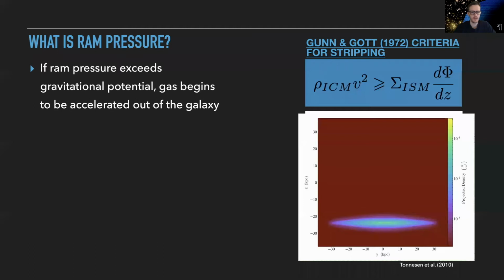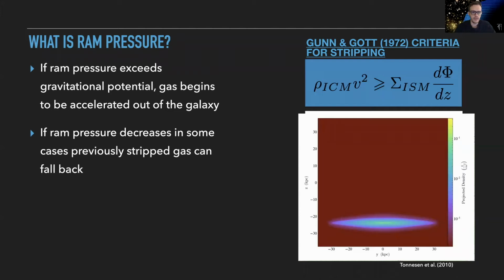First, I'm going to begin by defining ram pressure. Ram pressure in its simplest formulation can be understood from the Gunn and Gott criteria from their 1972 paper, whereby if the density of the ISM gas times the velocity squared difference between that gas and a galaxy exceeds the surface density of the ISM times the gravitational restoring force of that galaxy, then you can strip gas out of the galaxy. And since the gravitational restoring force is strongest at the center and weakest at the outskirts, ram pressure results in an outside-in stripping of gas in a galaxy.